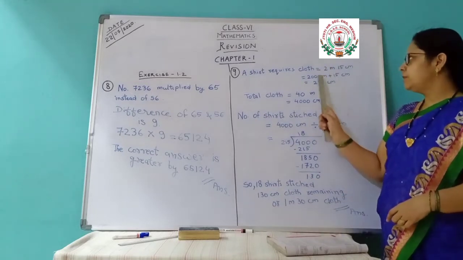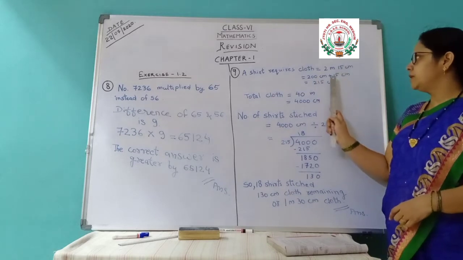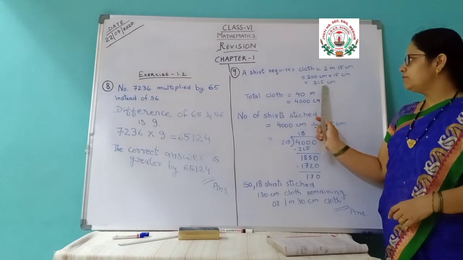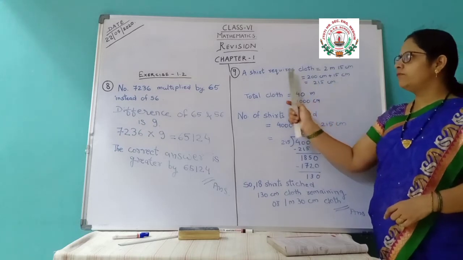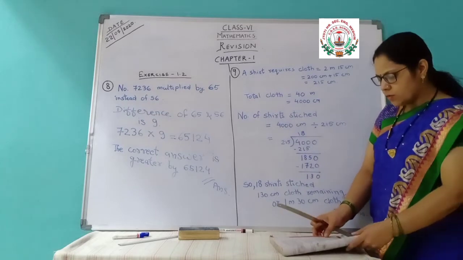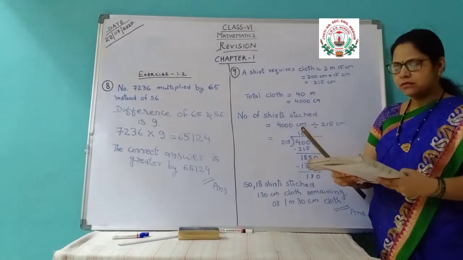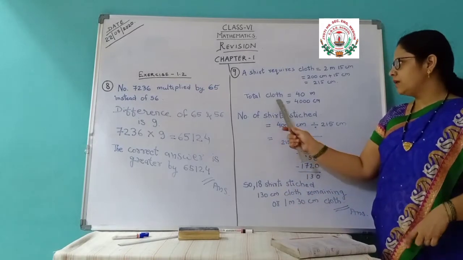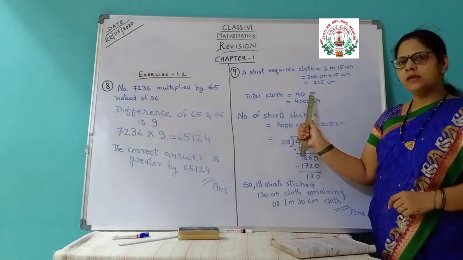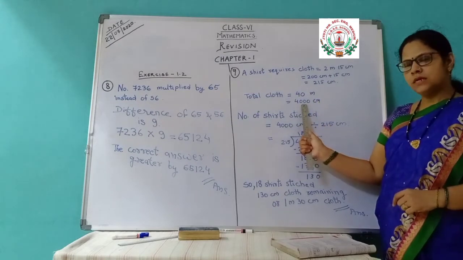So 2 meter will be equal to 200 centimeter. So 200 centimeter plus 15 centimeter, you get 215 centimeter. So this is the 215 centimeter total cloth required for one shirt. Now how much total cloth is there? 40 meter. 1 meter is again equal to 100 centimeter. So multiplying by 100, you will get 4000 centimeter.